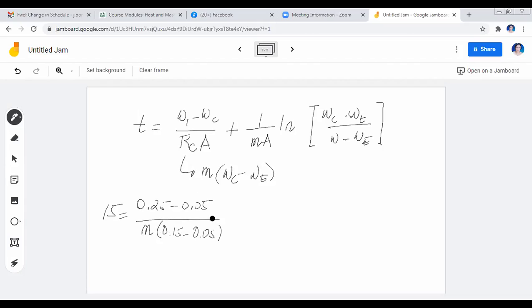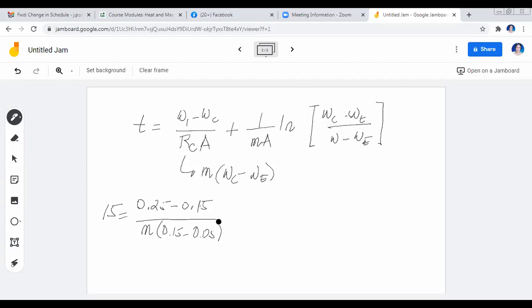By the way, class, this one here is the critical moisture content. If it's the critical moisture content, this should be 15, not the equilibrium moisture content. So this is 15.